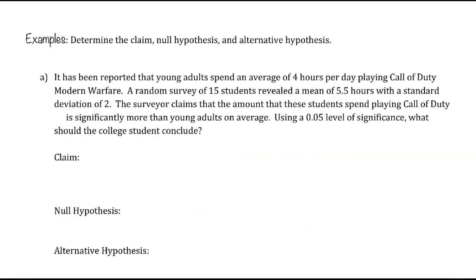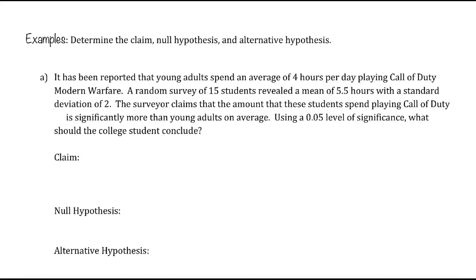Let's start with example A, which reads, "It has been reported that young adults spend an average of 4 hours per day playing Call of Duty Modern Warfare. A random survey of 15 students revealed a mean of 5.5 hours with a standard deviation of 2. The surveyor claims that the amount that these students spend playing Call of Duty is significantly more than young adults on average. Using a 0.05 level of significance, what should the college student conclude?" We are not actually going to conduct this hypothesis test, but rather we're going to write the claim in words, then symbolically, followed by the null hypothesis and alternative hypothesis.